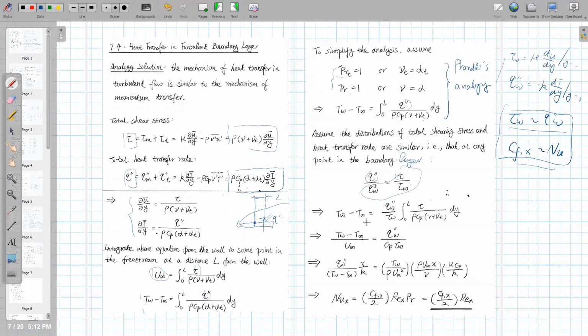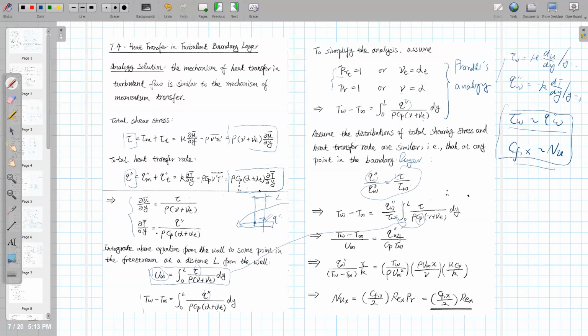So you have TW minus T infinity equal to QW double prime divided by tau wall, and you still have this integration term here. And if this CP is constant, you can move this out. Then this integral from 0 to L of tau over rho times mu plus mu t will be just equal to U infinity. You just bring this into this integral here.